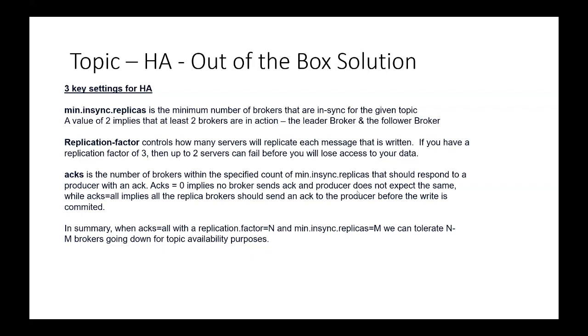Acks is an important setting from the producer point of view. When the ack is zero, no broker sends an acknowledgement to the producer when the message is committed to the broker. And if ack is all, for example, all the replicas need to send an ack to the producer for the commit to be confirmed. In essence, if ack is all, the replication factor is n and min in sync replicas is m, we can tolerate n minus m brokers going down, essentially leading us to high availability.